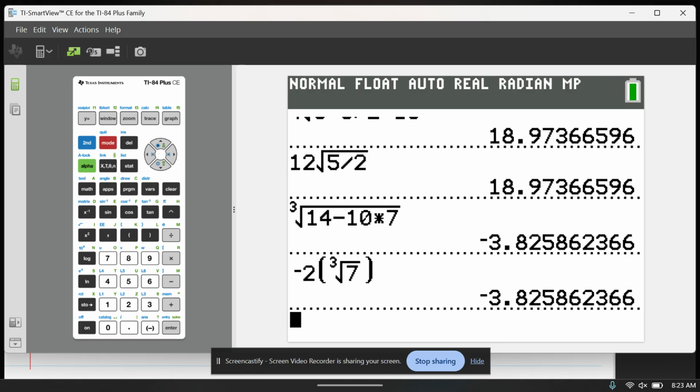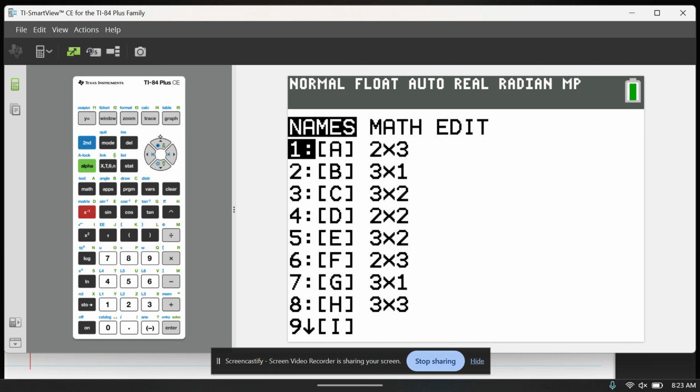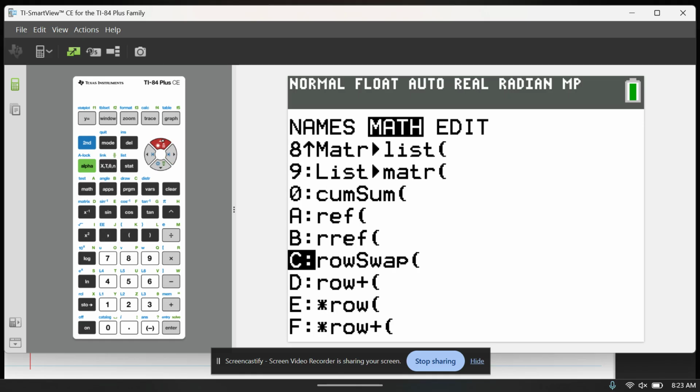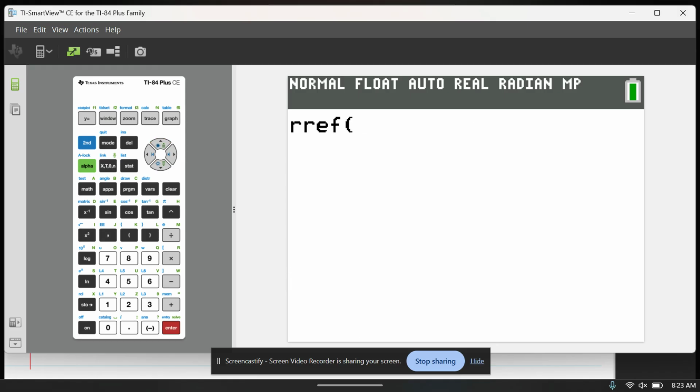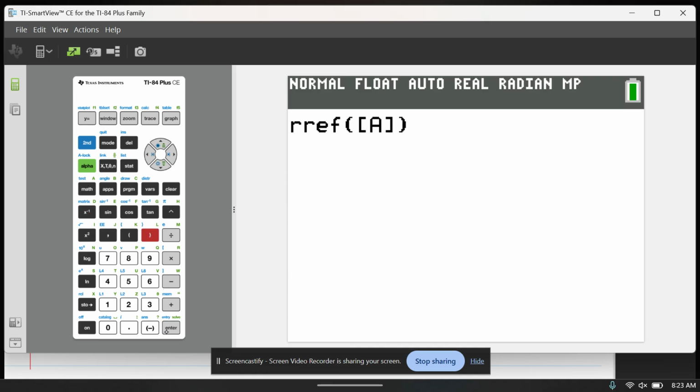Second quit to go back to the regular calculator screen. Then second matrix and go over to math, and down toward the bottom is where RREF is located. If you don't remember, you did this in Algebra 2. It asks, okay, you want to do reduced row echelon form for what? So it gives you the option of what you want to do that with. I want to go back to matrix, and I put mine in matrix A. So I'm under names, I'm going to select matrix A and hit enter.